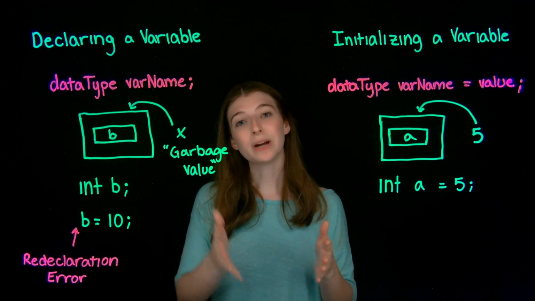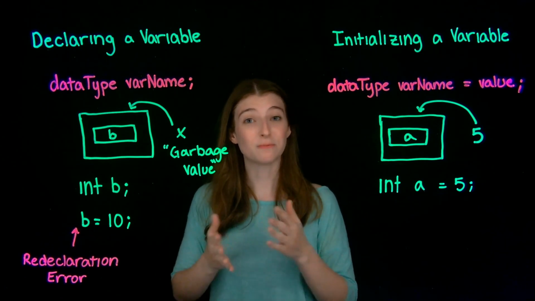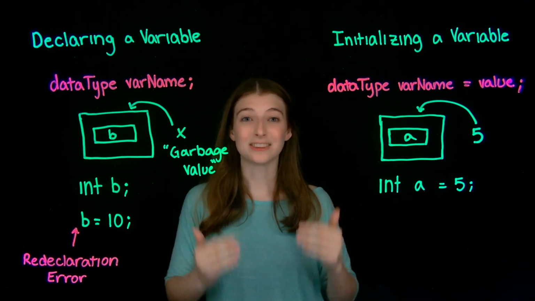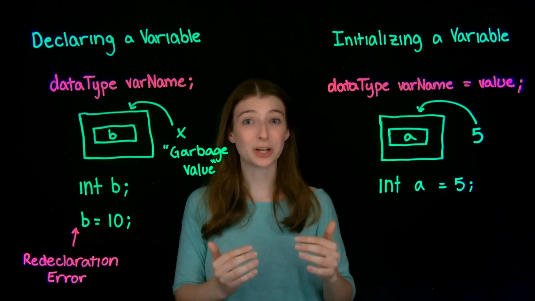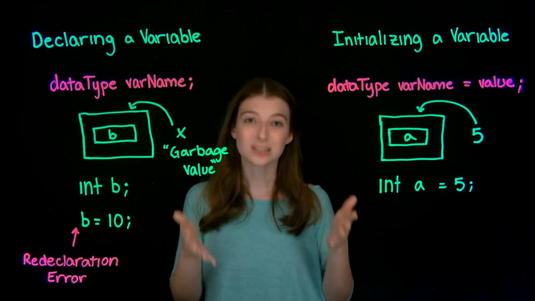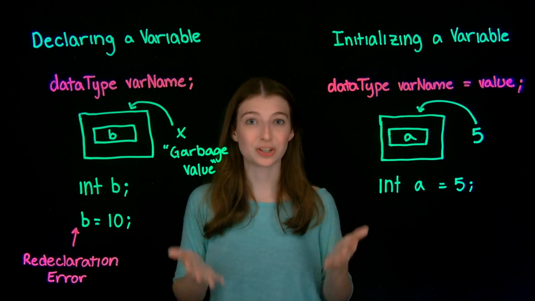And that is also why if you try to add that data type in front of B equals 10, it's going to think you're trying to create a second variable with the same name, and it's going to give you what's called a redeclaration error.